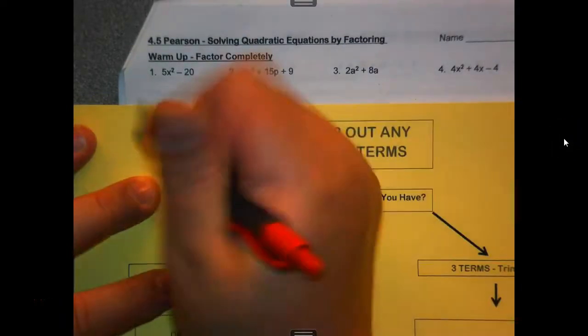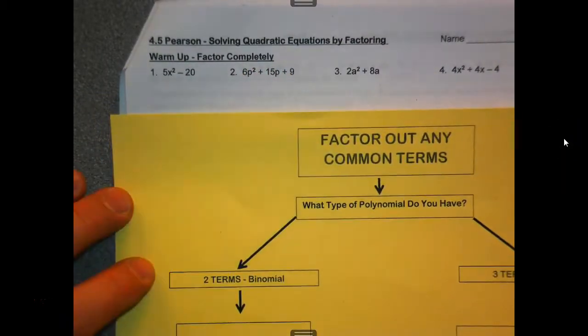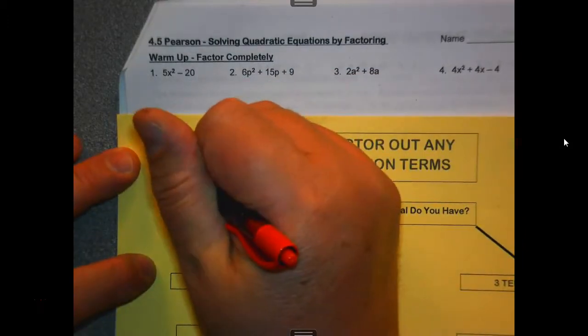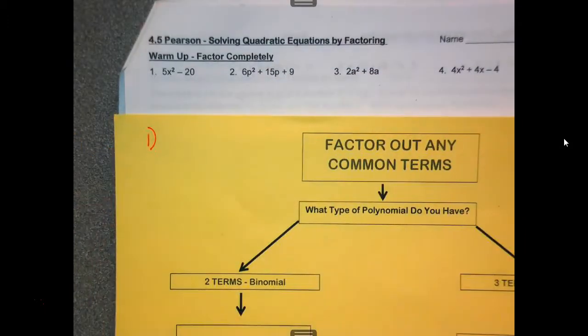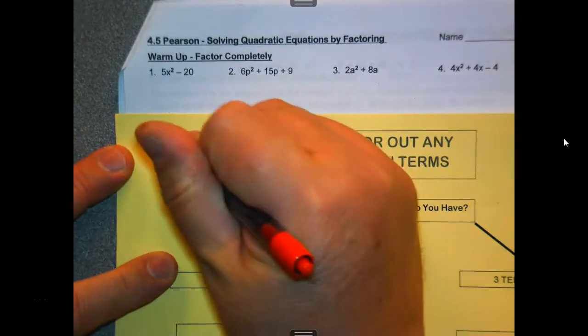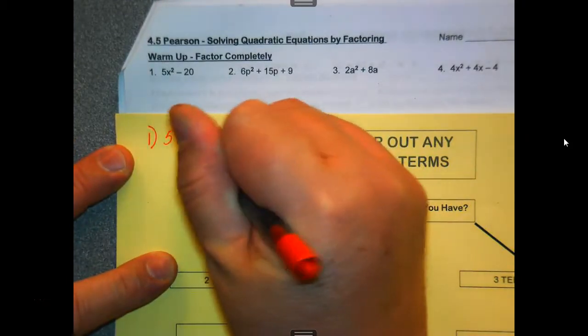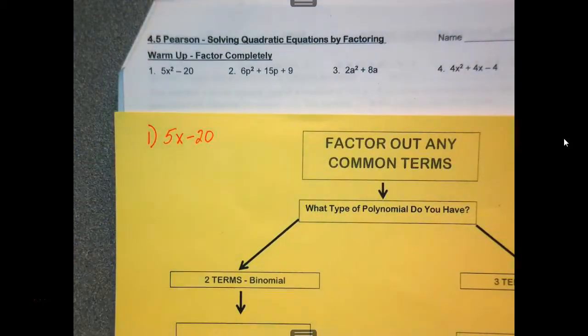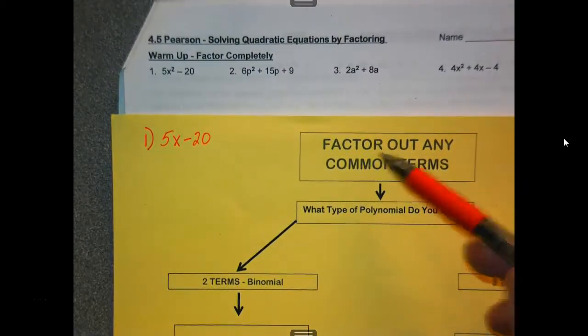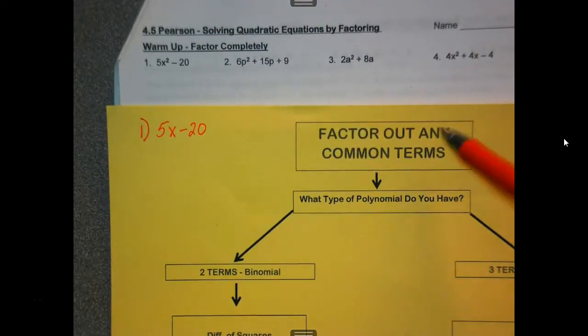Number one, I would write this down for examples on your little quiz. Let's say we have 5x squared minus 20. Now, look at your nice little handy dandy flowchart here. Can you factor out any common terms?